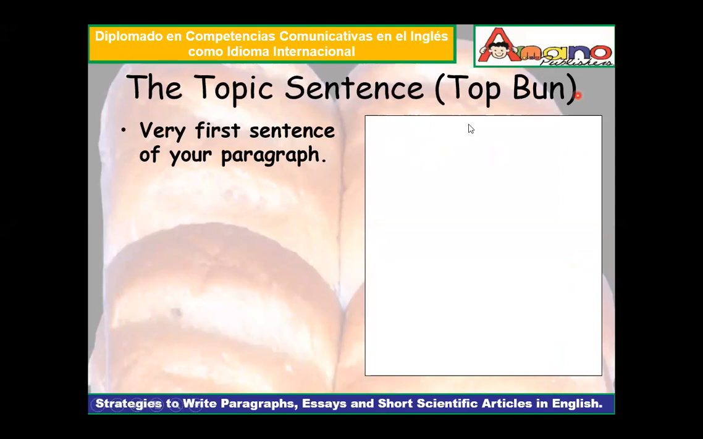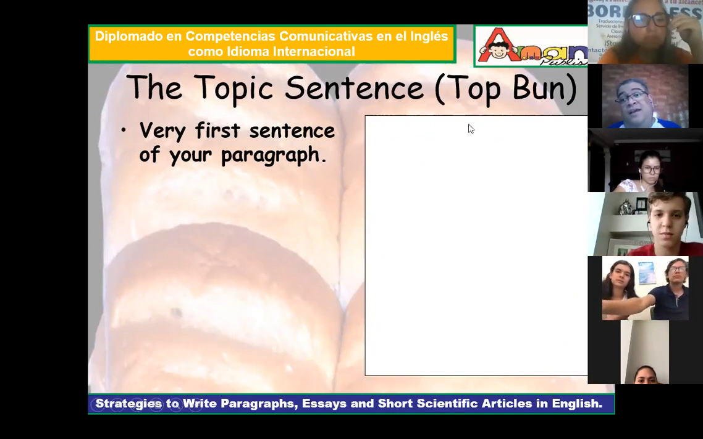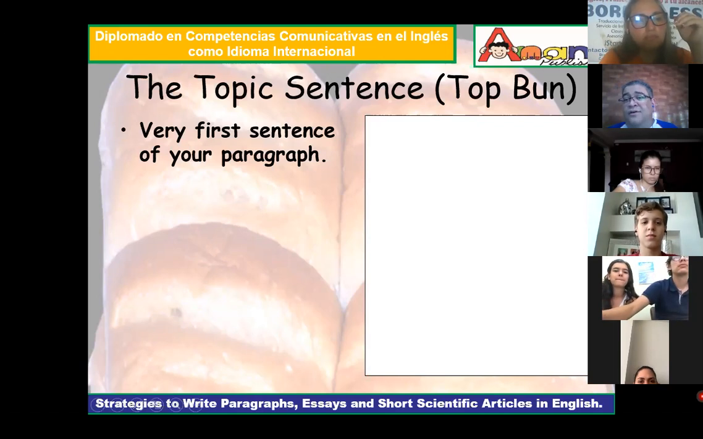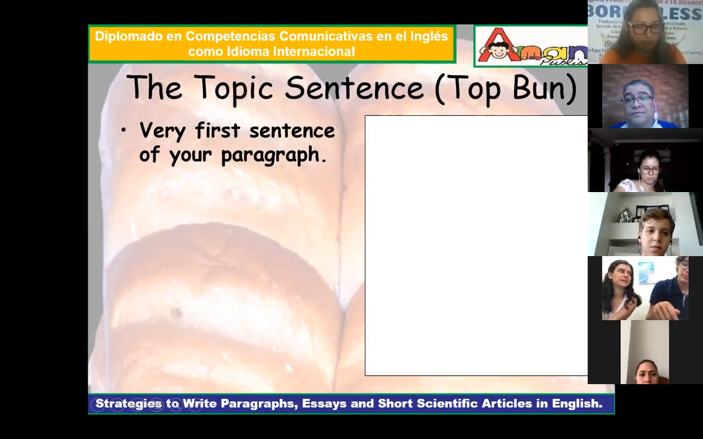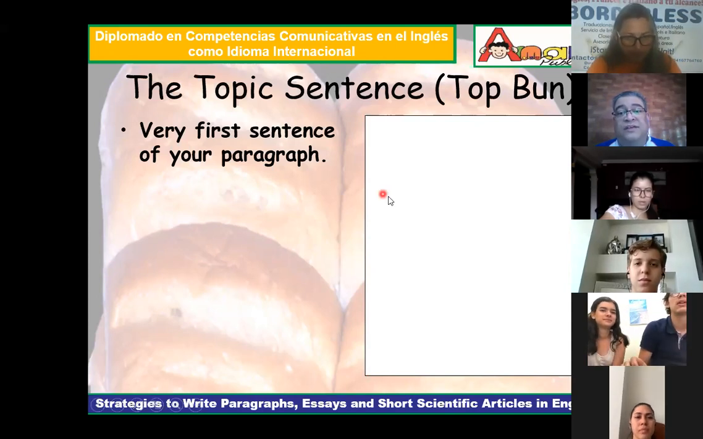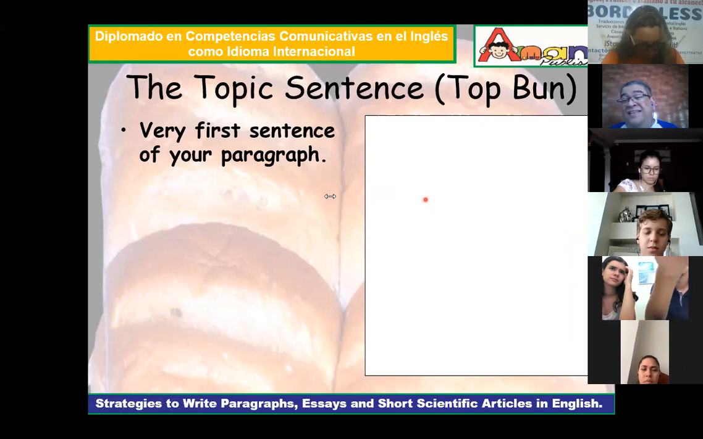Sometimes we can have this sentence in the middle. And sometimes we can have this topic sentence almost at the end. Almost, but not the end. You understand? Sometimes almost at the end, but not at the end completely, right? So be careful with that.